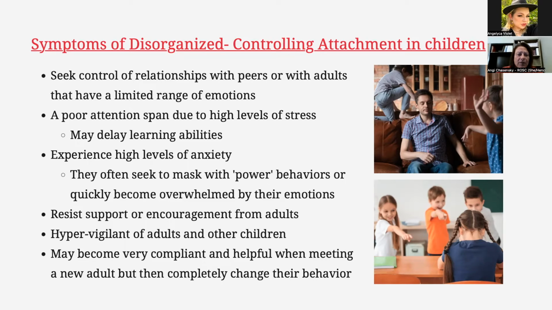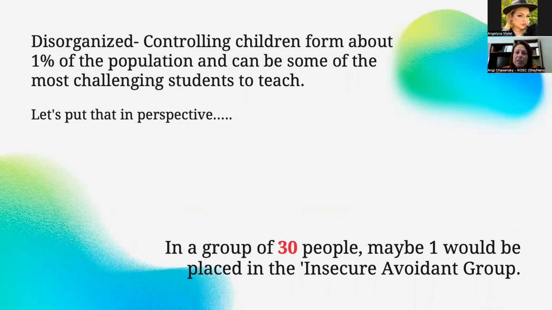They may become very compliant and helpful when meeting a new adult, but then completely change their behavior. Disorganized and controlling children form about 1% of the population. And actually, again, the studies from 2009, I would lean into that being a higher percentage pre and actually post-COVID. So I think there needs to be a little bit more attention to studying the effects from the ACEs and trauma on the children during their developmental stages.